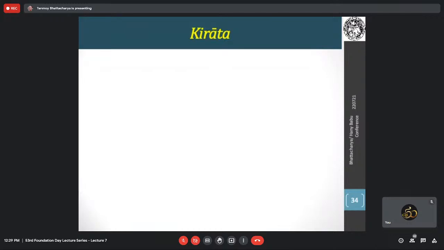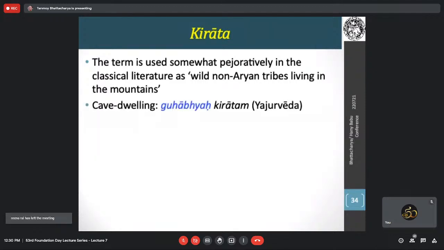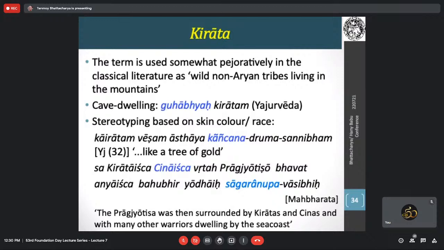Now again, for this also, let's push back a little and go back to the ancient times one more time. And this is the origin of the word Kirata, which again is very familiar from many discussions, and I'll only refer to some. This term is used somewhat pejoratively in the classical literature for wild non-Aryan tribes living in the mountains, cave dwelling, like Guhabhyam Kiratam, Ayurveda. Then there is a stereotyping based on race, etc. So you can see this quotation from Mahabharata, which translates into: Pragjyotisha, that is Assam, was then surrounded by Kiratas and Chinas and with many other warriors dwelling by the sea coast.